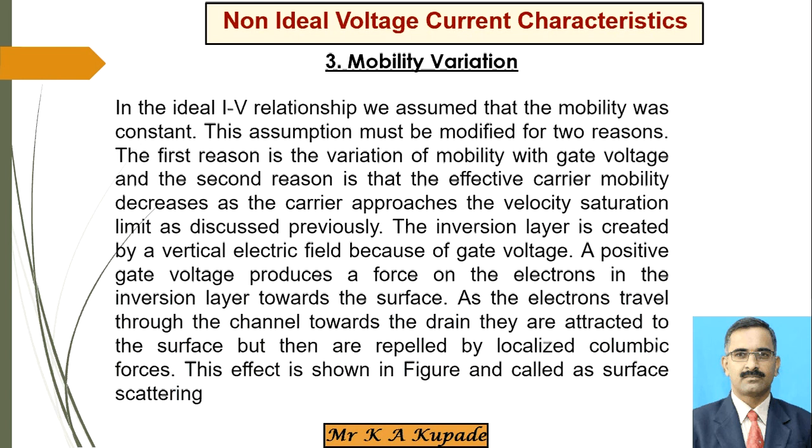Now I just want to share this mobility variation. This is another effect. In the ideal VI relationship, we assumed that the mobility was constant. This assumption must be modified for two reasons. The first reason is the variation of the mobility with gate voltage, and the second reason is that the effective carrier mobility decreases as the carrier approaches the velocity saturation limit.